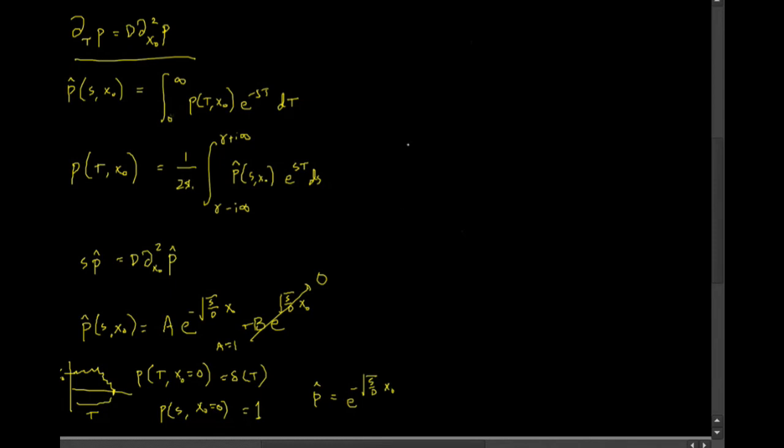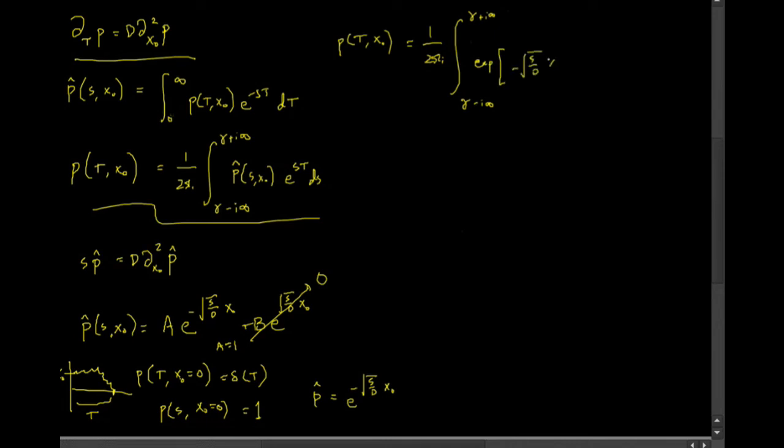We just need to inverse Laplace transform this now. And so if I write that into our formula for the inverse Laplace transform, what I get is that p of t comma x naught, which is the function that we wanted to begin with, is going to be 1 over 2 pi i integral over this contour of the exponential of minus square root of s over d x naught plus st. Okay, and we integrate over s, sorry. Okay, so how do we evaluate this integral?